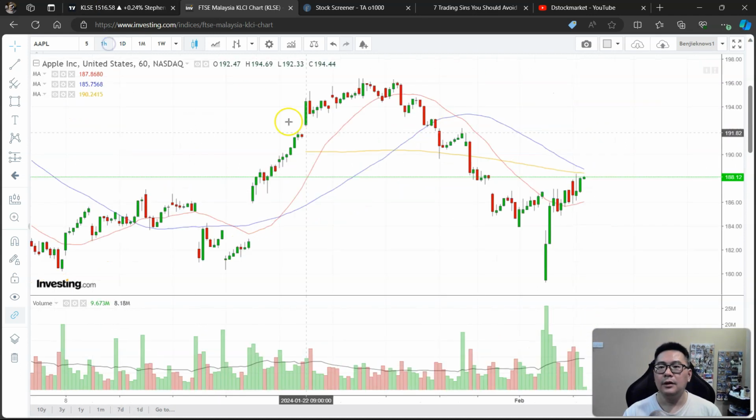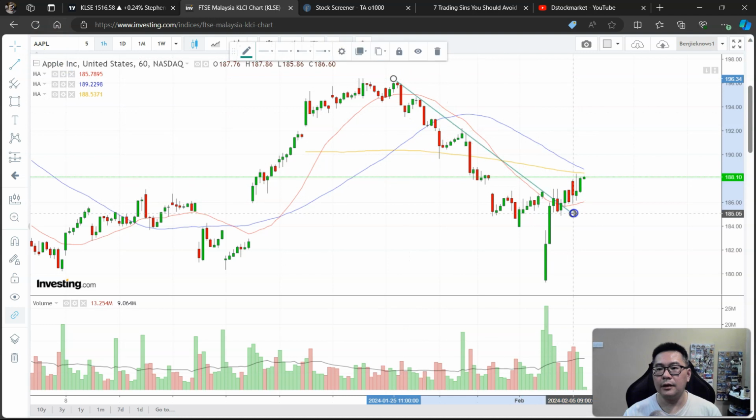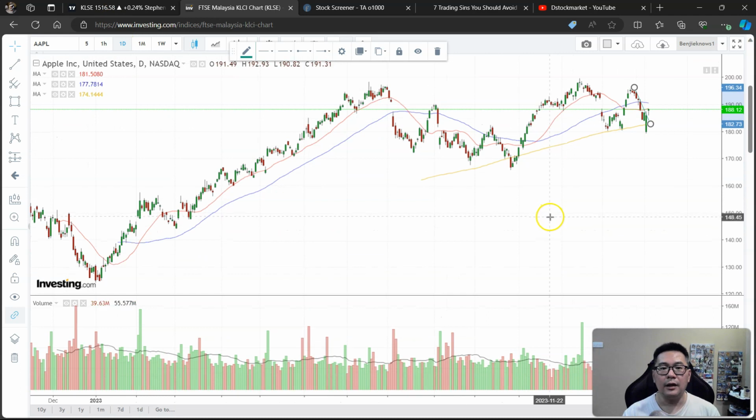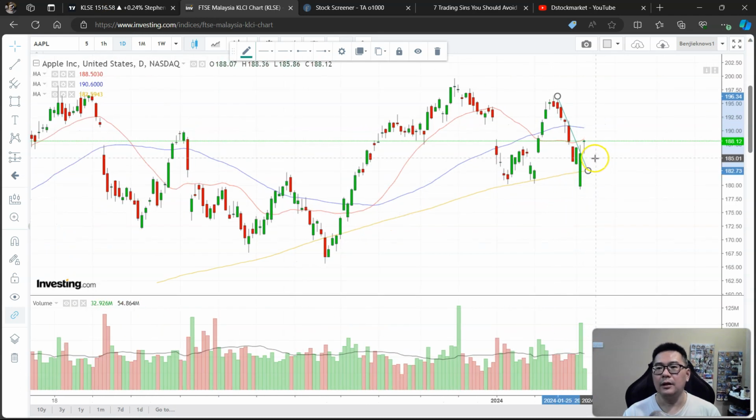Maybe Apple will bounce more, because when I look at it, it breaks a 60-minute downtrend line. So if it continues to stay above the downtrend line, most likely it's going to go higher, having gone back above the 20 MA. So it's a bullish bias in the short term, and it's also sitting at the 200 MA. So this could be a good buy, a trading buy for Apple.